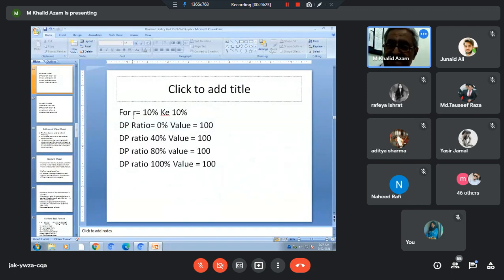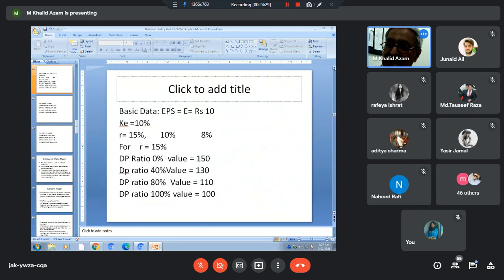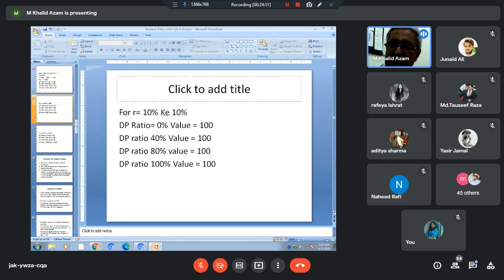See here. This is a normal firm. What is that? Here, the basic data is: earning per share, rupees 10. Cost of equity, 10%. Now I am taking this 10% as the rate of return, so that it will show you the normal firm. Same formula when you are going to use.